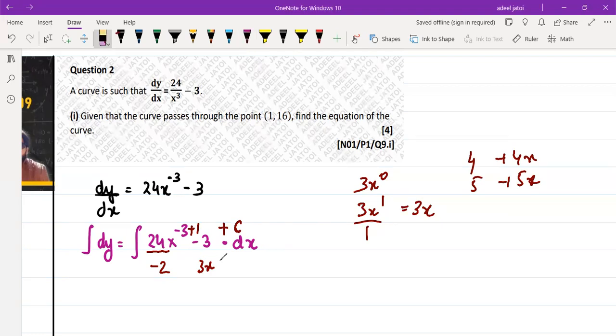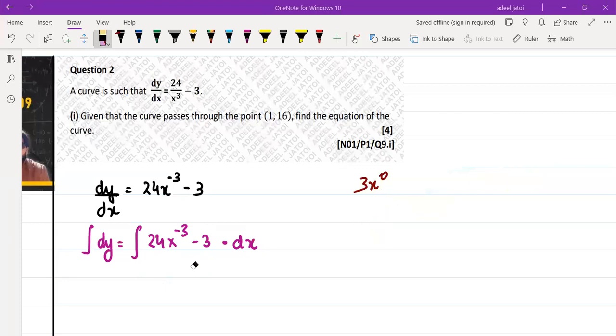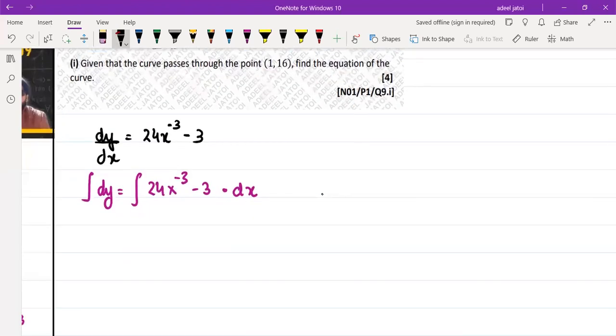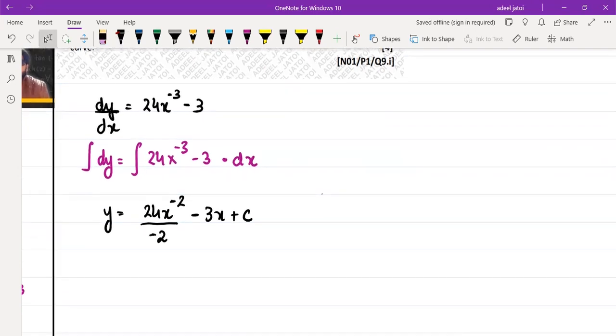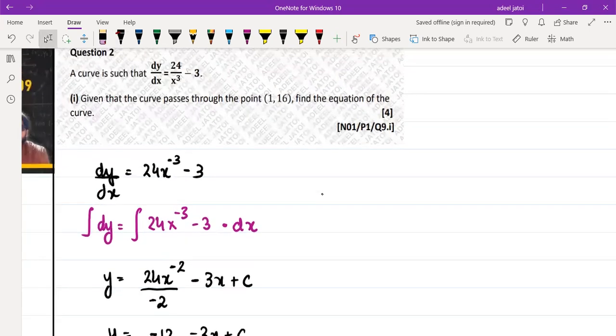Now let's work upon this. If we write down the proper solution, and dy is changed to y, it is 24x to the power minus 3 plus 1, which is minus 2, upon minus 2, minus 3x plus c. So this should be y. 24 divided by 2 is 12. So this should be minus 12 upon x square, minus 3x plus c. Knowing the fact that your point is (1, 16).